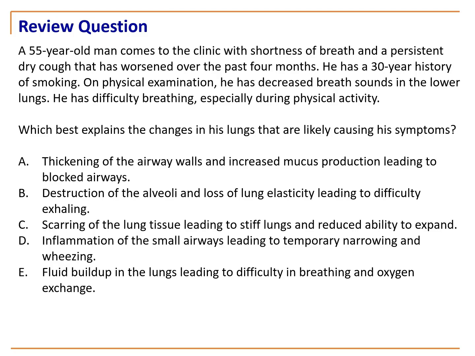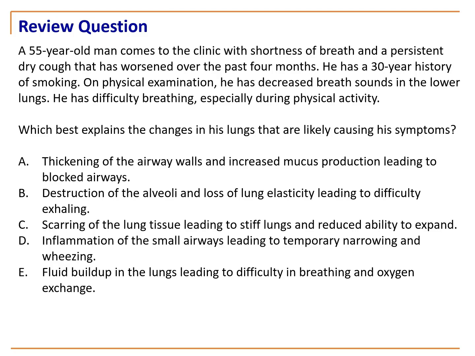First one, let's have a look. What's that? Thickening of the airway walls and increased mucus. So it's a dry cough, so you know it's not increased mucus production. And that obviously fits chronic bronchitis. So the first one is chronic bronchitis, which he hasn't clearly got. B is emphysema, which is what he has got.